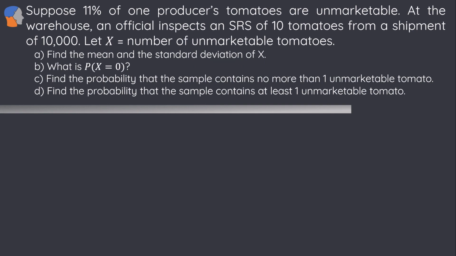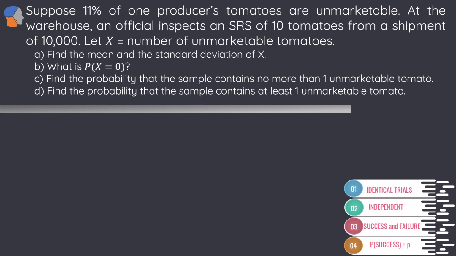Suppose 11% of one producer's tomatoes are unmarketable. At the warehouse, an official inspects a simple random sample of 10 tomatoes from a shipment of 10,000. Let X be the number of unmarketable tomatoes. First, let me check if this is a binomial experiment. How do we check it?